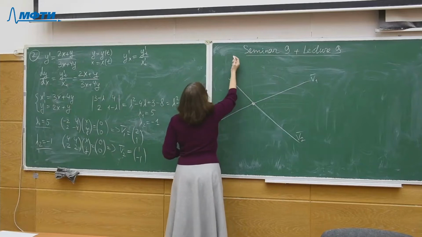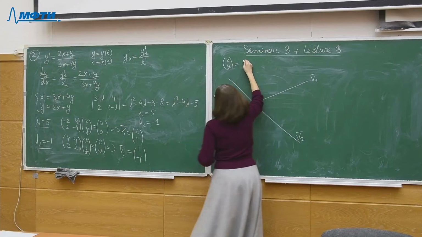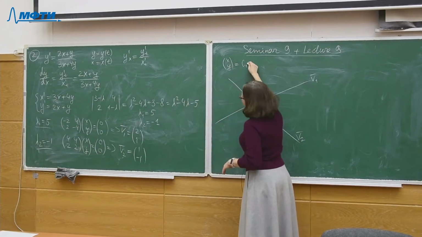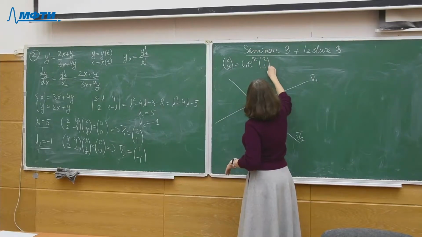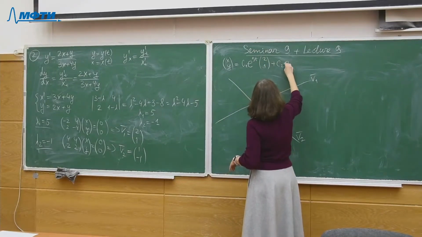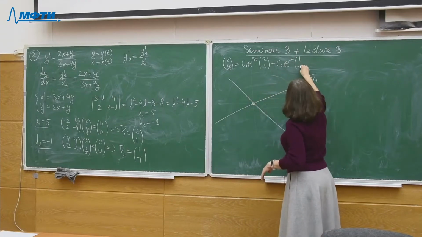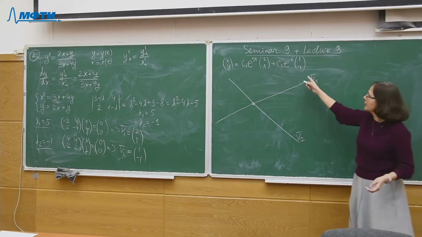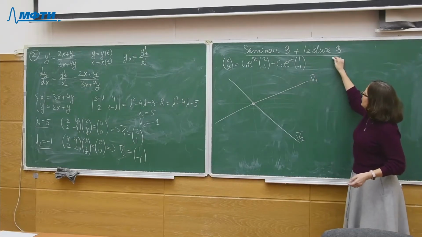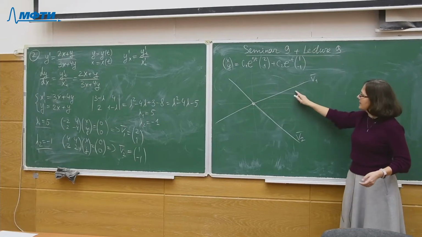So xy is equal to c1 multiplied by e to 5t, and the vector is (2, 1), plus c2 e to the power negative t times (1, negative 1). Let's analyze the behavior of the trajectories. So first, let's start.